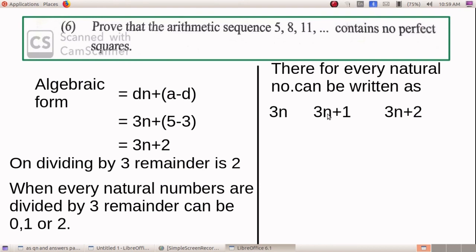Okay, therefore it is 3n plus 1. Let's look at one more. 14 will be 3 into 4 plus 2.